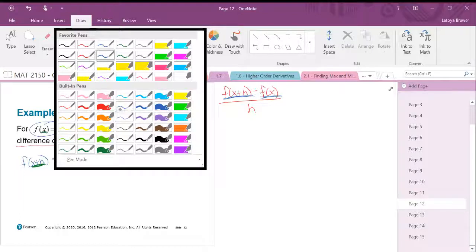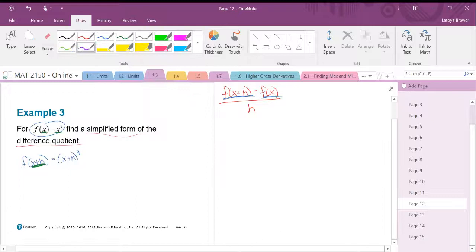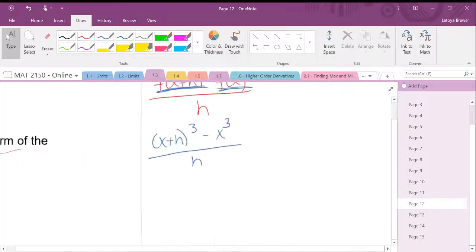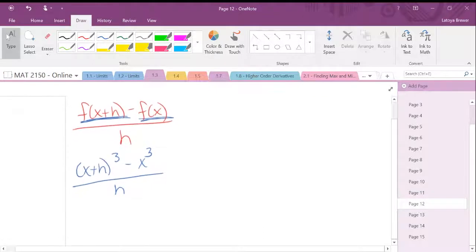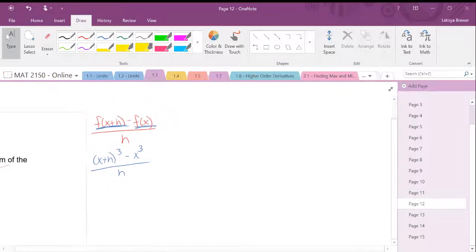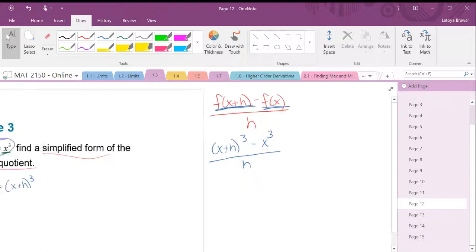Let's see if I have a bigger marker. I don't know if it's a little bit bigger. Not really. So my f of x plus h will be the x plus h cubed minus my f of x, which is x cubed, all over my h. I'm going to come over to the side here, and we're going to simplify this just a bit.